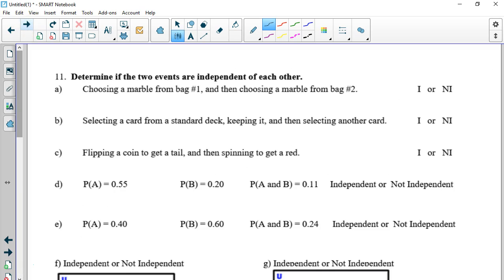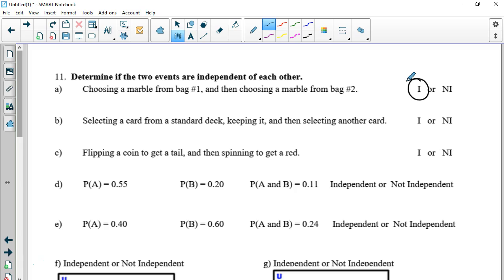All right, number 11. Very easy here. Determine if they're independent or not, what we just talked about. So you choose a marble from bag 1. Then you choose a marble from a separate bag. Do they have any effect on each other? No, they don't. So it's independent. One bag does not affect the other bag.